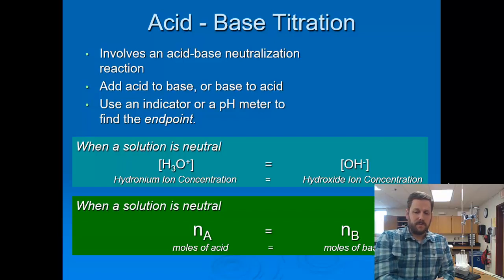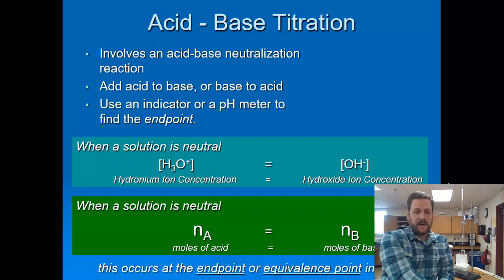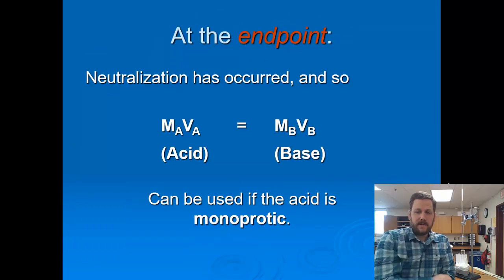Now, the number of moles of base can be calculated since we know the molarity and volume of the base. And we can calculate the molarity of the acid as a result, knowing that these two numbers of moles are equal. The formula becomes MAVA equals MBVB. This can be used anytime we're talking about a monoprotic acid, in other words, an acid which only has one ionizable hydrogen, and a monobasic base, one that only has one hydroxide ion per mole, like sodium hydroxide.